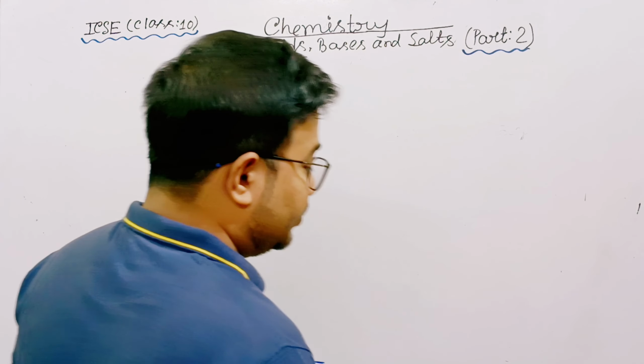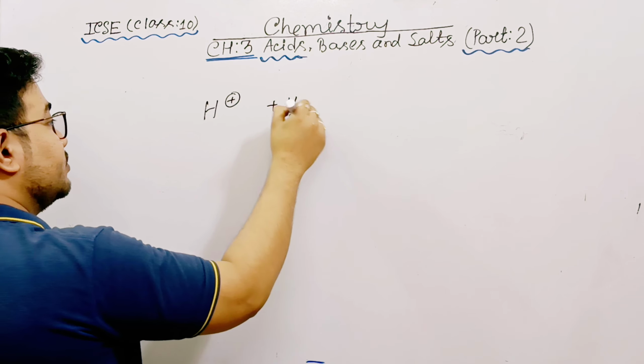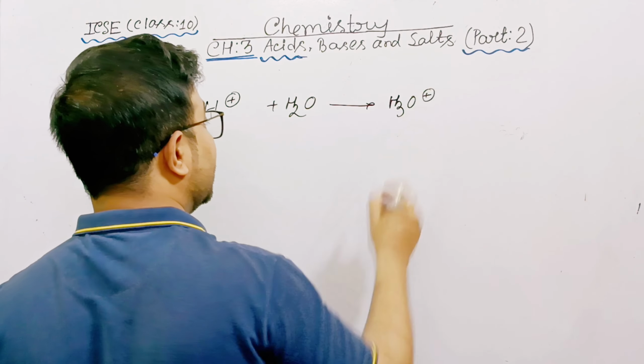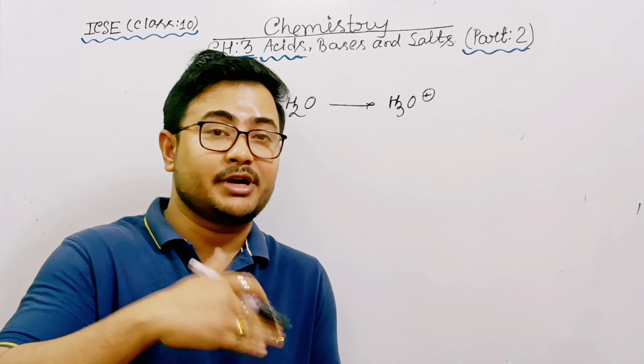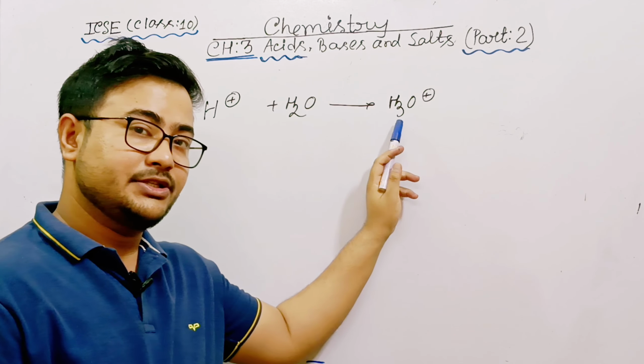So we can also write that H plus when dissolved in water produces H3O plus ion, named hydronium ion. So what is the name of this stable ion produced by an acid? H plus or H3O plus? Obviously the answer is H3O plus.